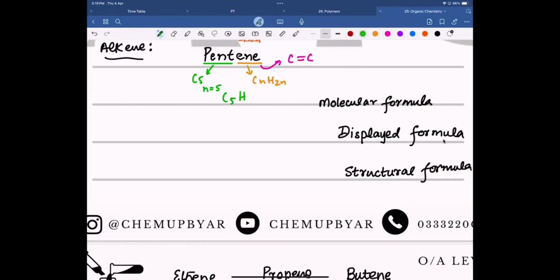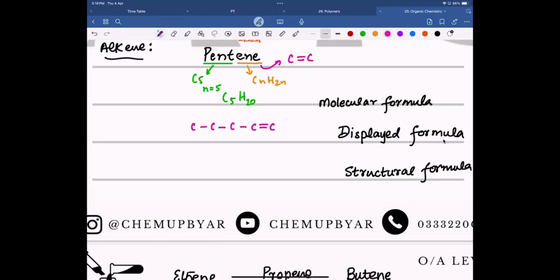Now I have to make the displayed formula. Whenever you have to make the displayed formula, first draw the carbons. How many carbons do we have? 5. So we will draw 5 carbons with single bonds between the carbon atoms in a series like this. Now, ene is telling me that there is a double bond. So right now we are putting the double bond at either end, either to the right or to the left.